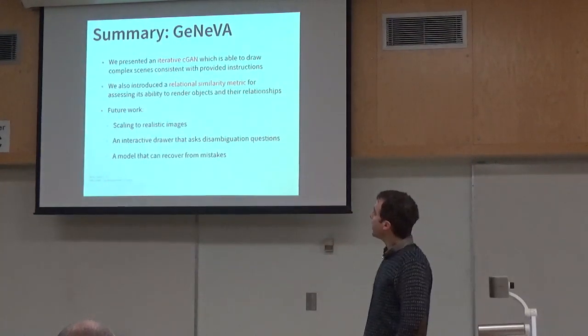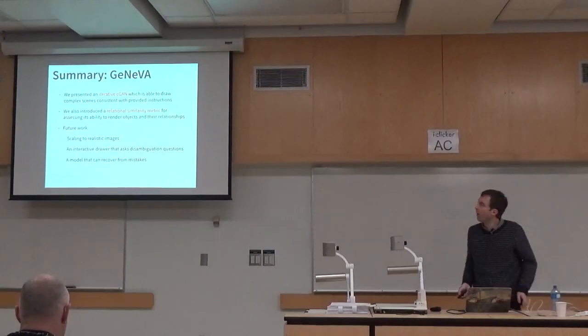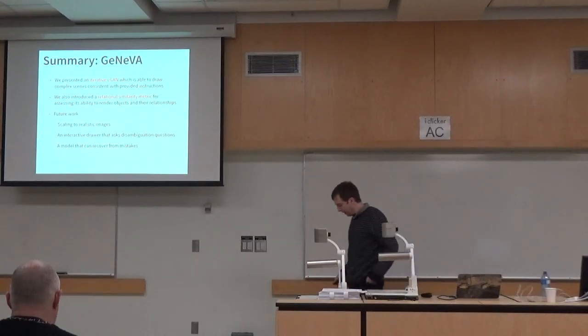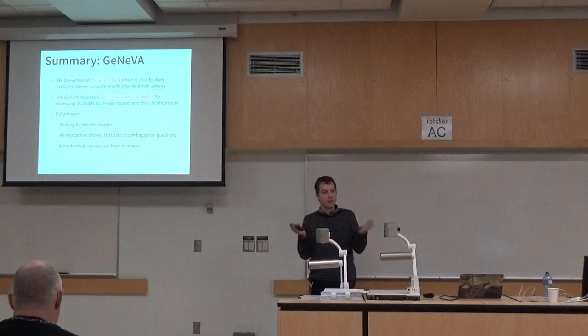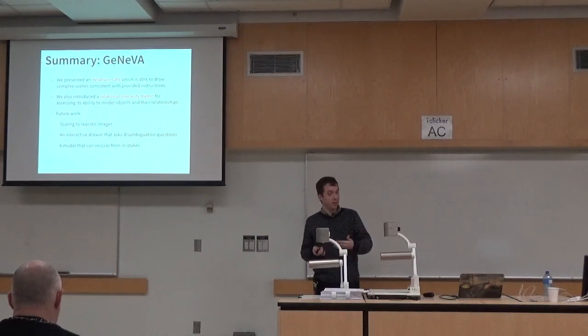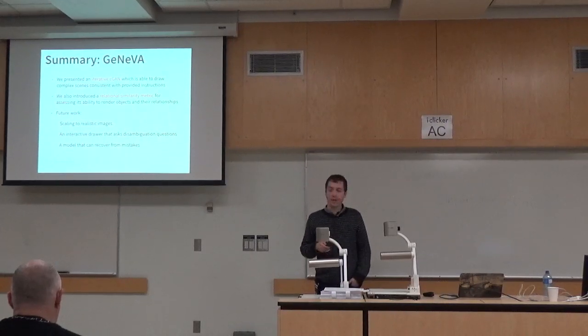So, in summary, I've talked about two different setups. One is this GeNeVA model for generating iteratively synthesized images. We've also introduced this relational similarity metric. In future work, we've only done synthetic data sets, so we'd like to scale up to more realistic images. We'd like to have not just an iterative, but an interactive setup where the drawer can ask questions, perhaps disambiguation questions to the teller, and also a model that can recover from its mistakes.